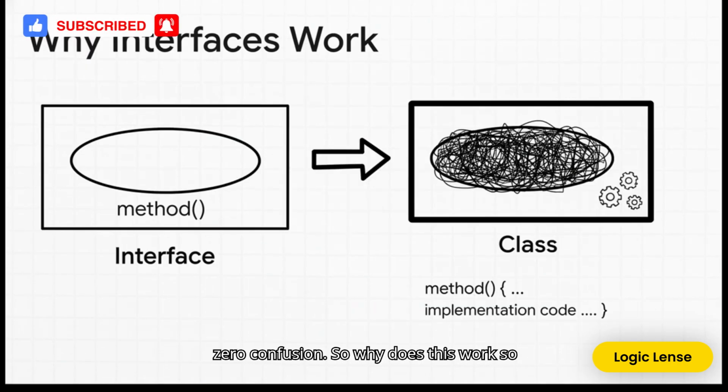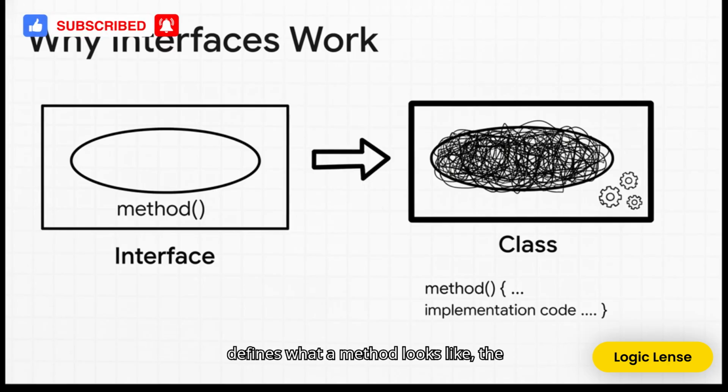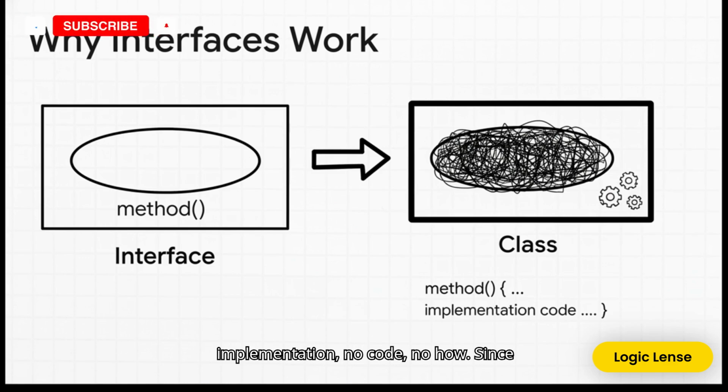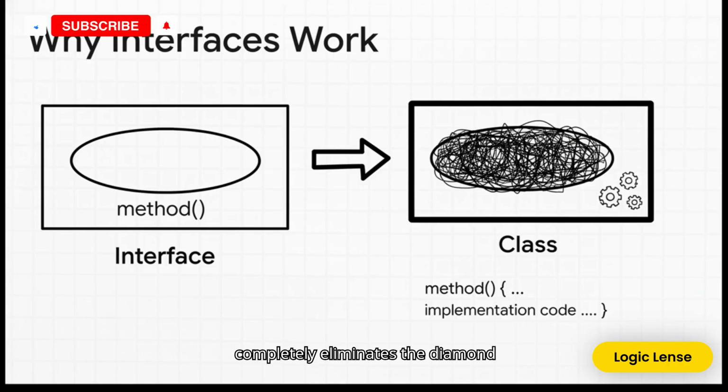So why does this work so perfectly? It's actually really simple. An interface is just a contract. It only defines what a method looks like, the signature. It provides absolutely no implementation, no code, no how. Since there's no code to inherit, there's no conflict to resolve. The dog class is responsible for writing the code, which completely eliminates the diamond problem.